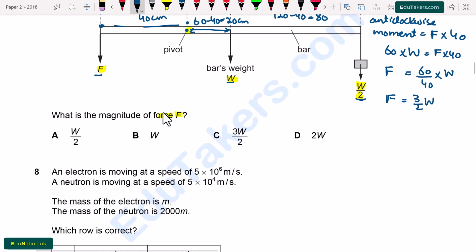Now we see the options. In option C, the force is equal to 3 by 2 the weight of this object. So only option C is correct.